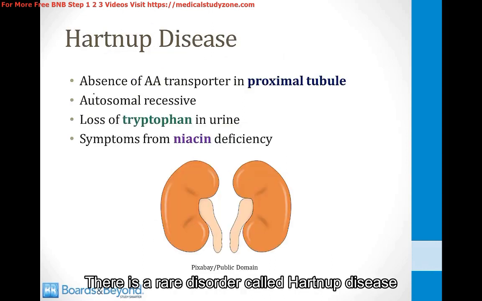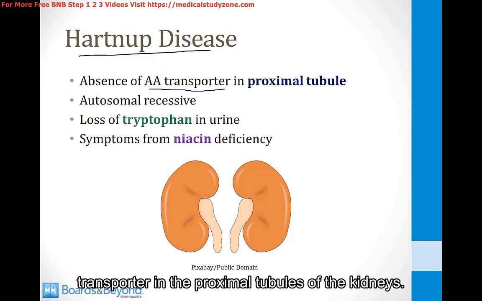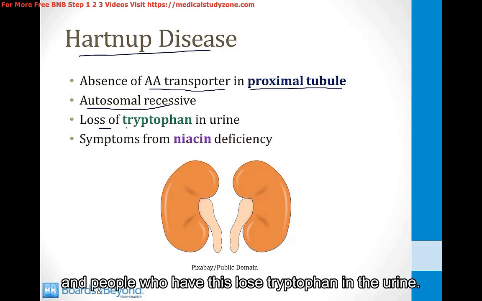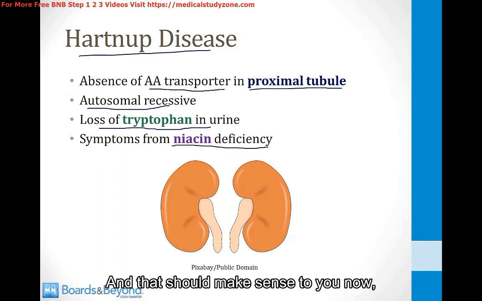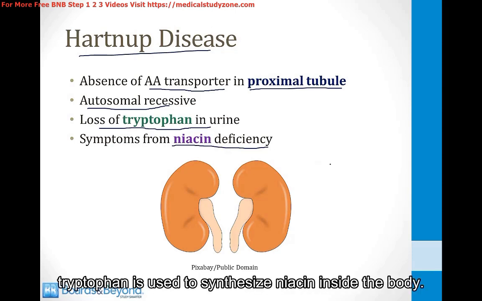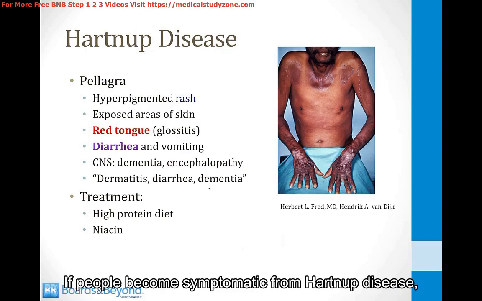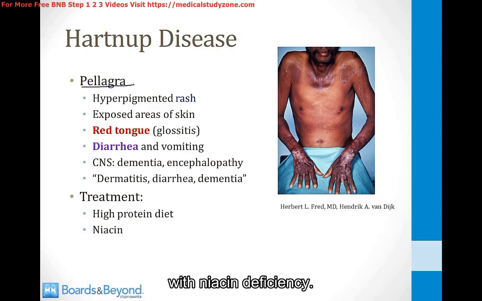There is a rare disorder called Hartnup disease where patients are born with absence of an amino acid transporter in the proximal tubules of the kidneys. This is an autosomal recessive disorder, and people who have this lose tryptophan in the urine. Often this is asymptomatic, but when symptoms do develop, the symptoms are from niacin deficiency, and that should make sense to you now because, as we just described, tryptophan is used to synthesize niacin inside the body. If people become symptomatic from Hartnup disease, they develop pellagra, and pellagra is the condition associated with niacin deficiency.